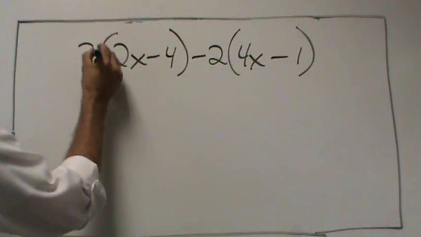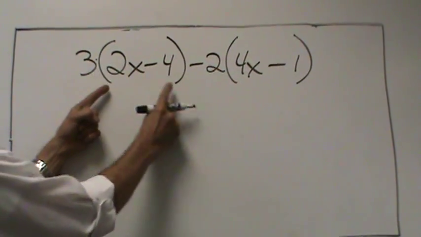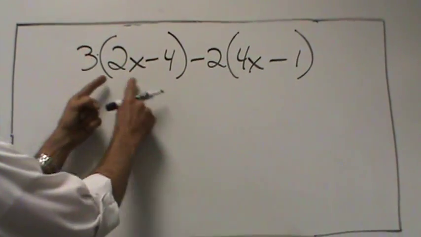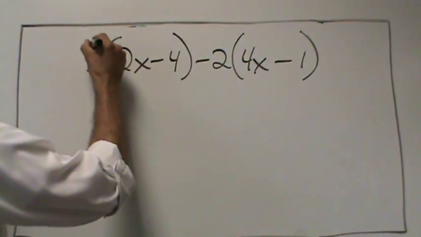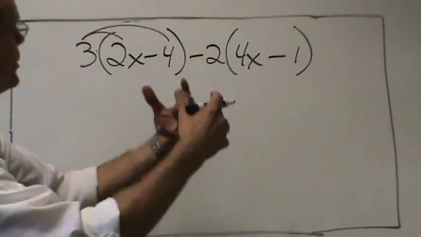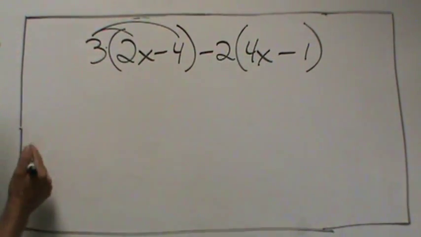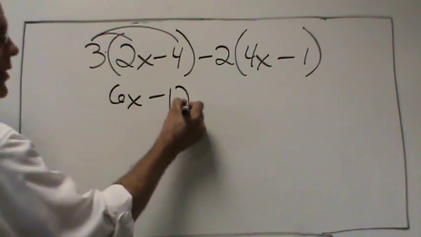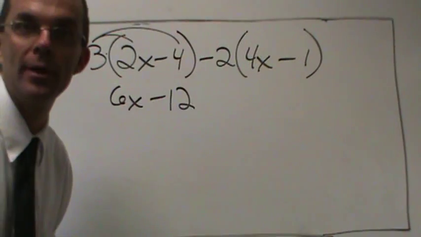Well, there is no division, but this is read 3 times the quantity. So it's 3 times everything in here. So to remind me of that, I draw those little humpity bumps to remind me to distribute the 3 and multiply it by both of the terms inside the parentheses.